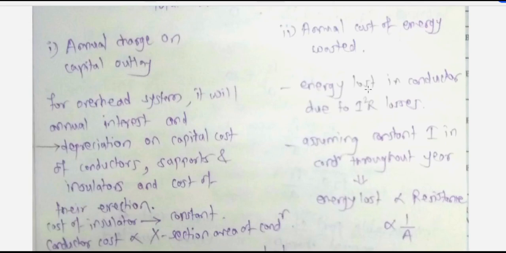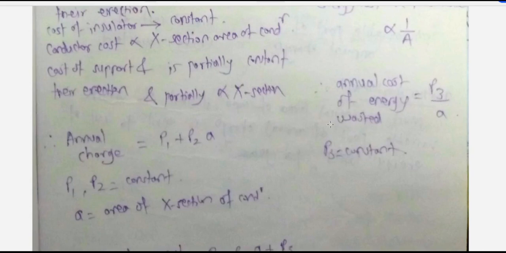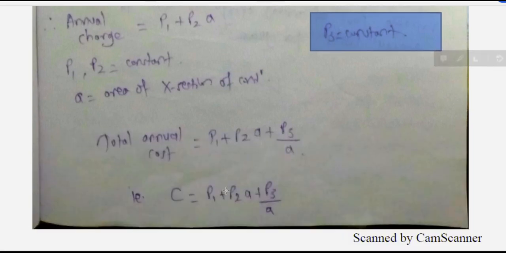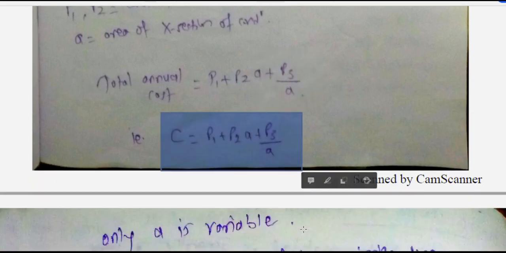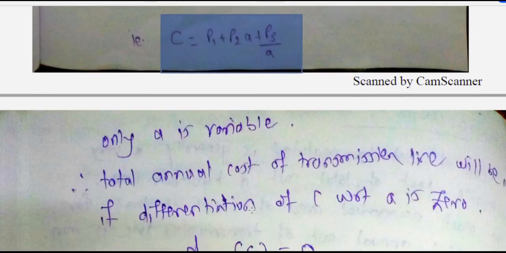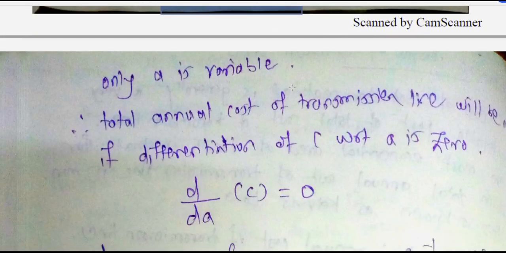Let's say energy is lost in the conductor due to I square R loss. Whenever we transmit power, there is a loss. Assuming constant current I in the conductor throughout a year, the energy lost is directly proportional to 1 by A. Hence the annual cost of energy wasted is equal to P3 by A. P3 is a constant, so it is inversely proportional to the area. So we have to consider this factor. The total C is equal to P1 plus P2 times A plus P3 by A. Here only A is a variable because all the others are constants.